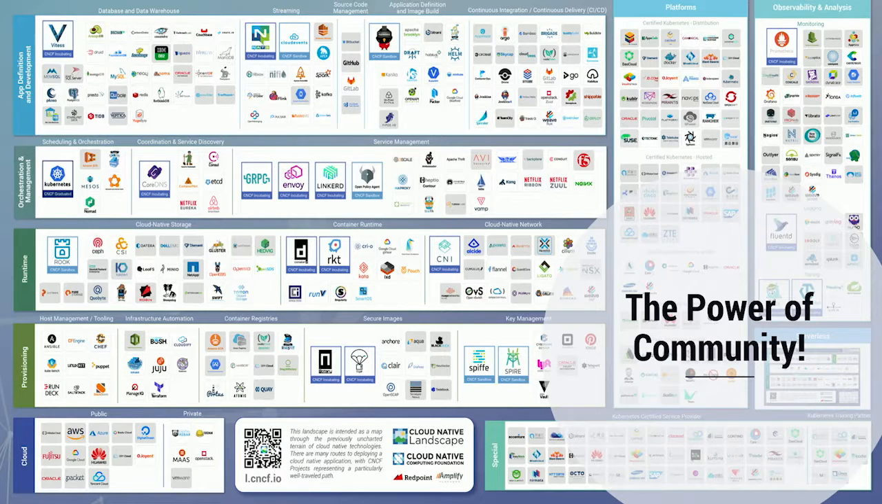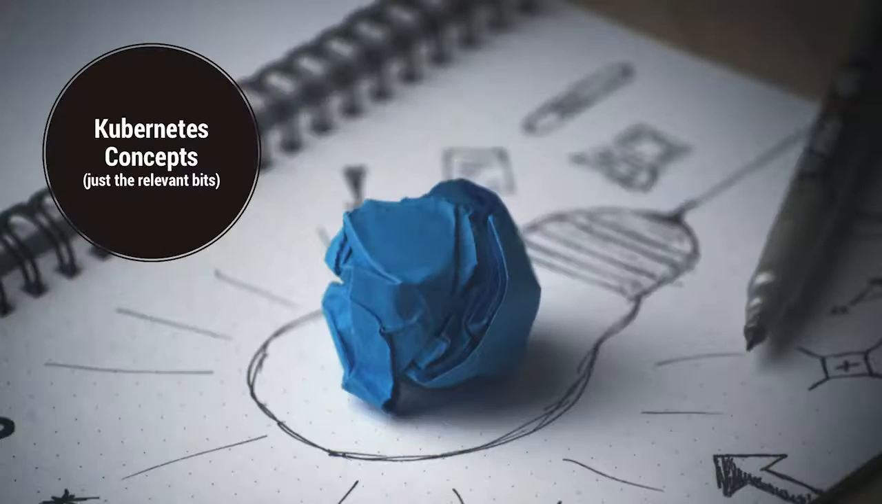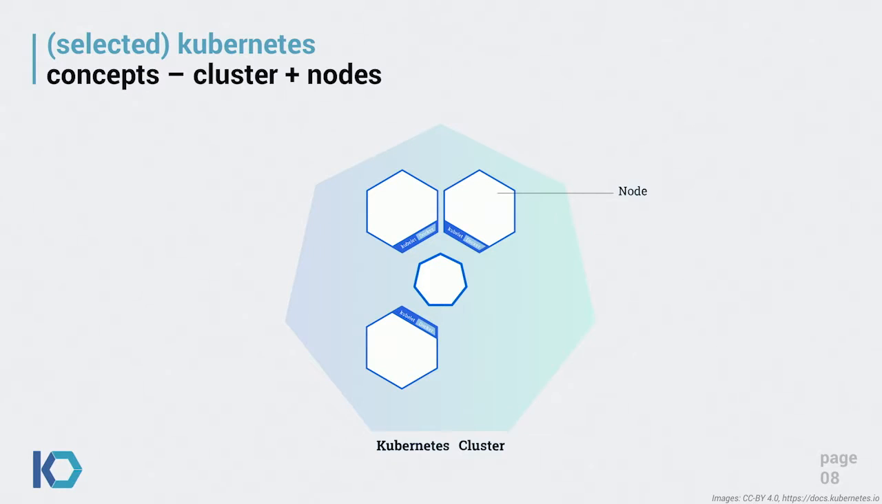So I'm going to next switch tracks a little bit and just talk about some of the high-level Kubernetes concepts that will be useful in the rest of this presentation. We're not going to try to do an extensive coverage, but at a high level, there's a Kubernetes cluster that is made up of nodes.